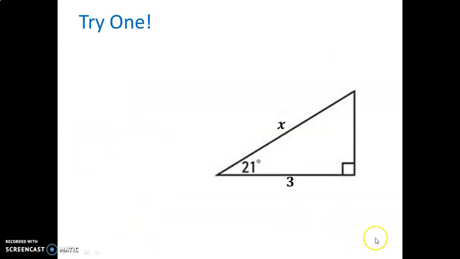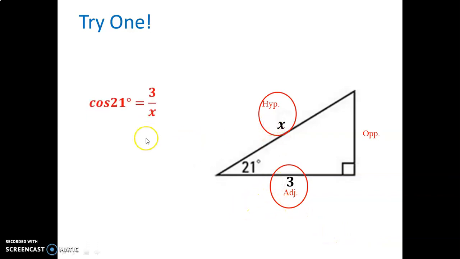Let's try one like that. Give this one a try. And now check your work. So again, here we have adjacent, hypotenuse. So this was actually cosine, adjacent over hypotenuse, 3 over x. Don't forget, when we have that x in the denominator, we swap them like this, and our answer is 3.21.